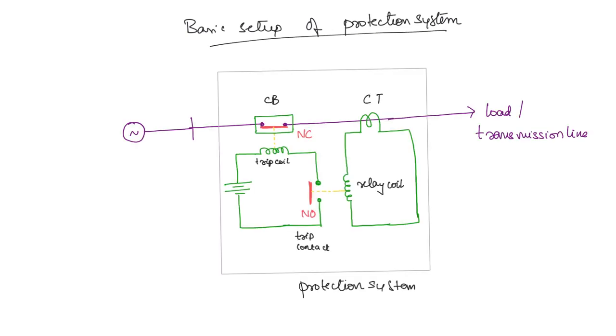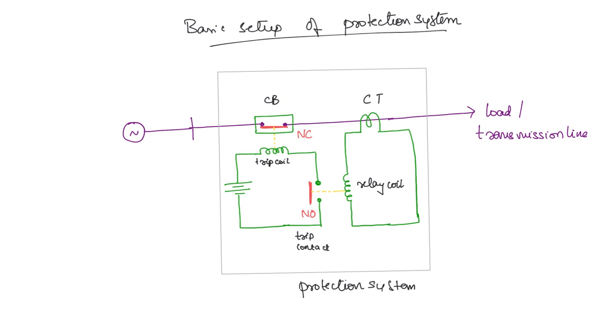Here we have a setup. This is the generator. This entire equipment in the box is the protection system, okay? So from the generator there is a protection system first, and from there you can take either a transmission line or a direct load. So what is happening under normal operation? There is no fault anywhere.